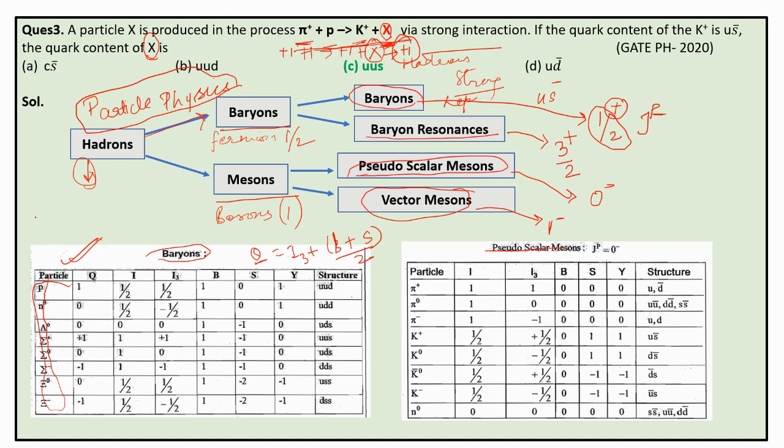Ma'am, is hypercharge only B plus S, or does the charm have to be added? Hypercharge is B plus S.